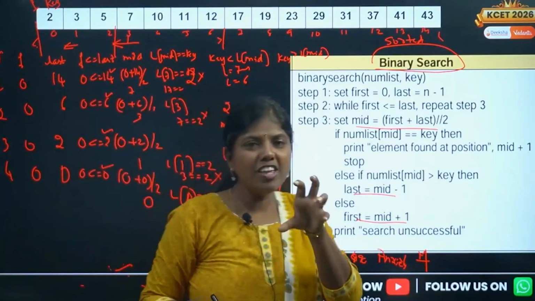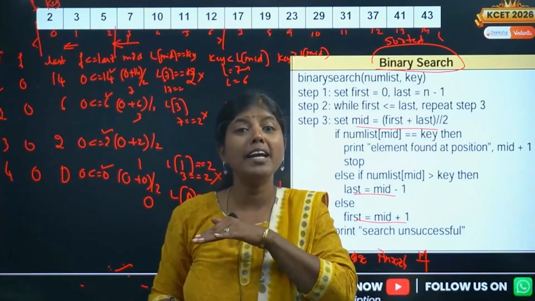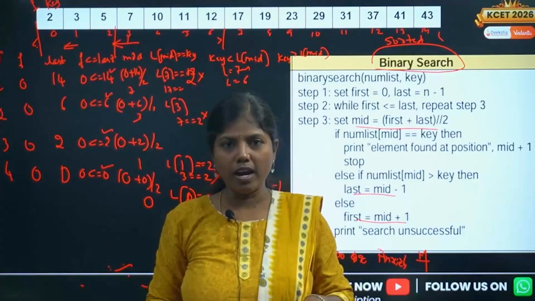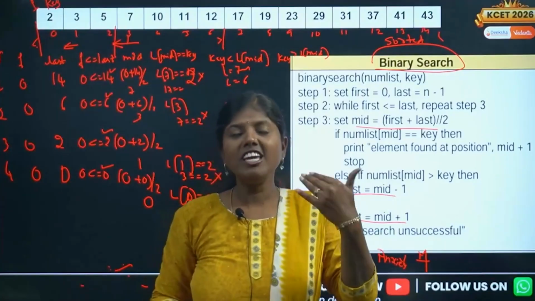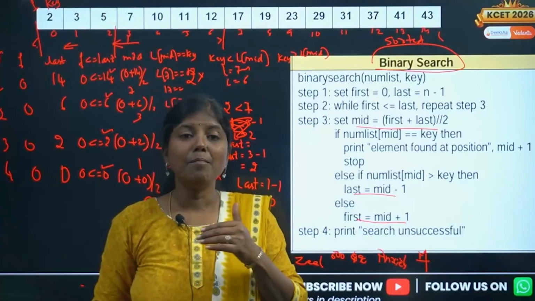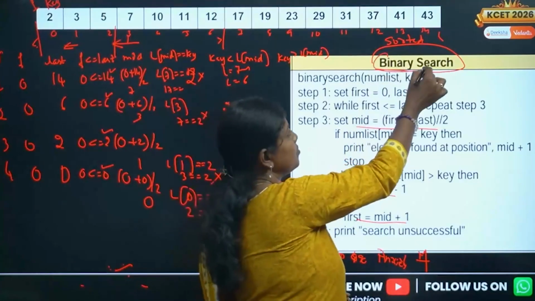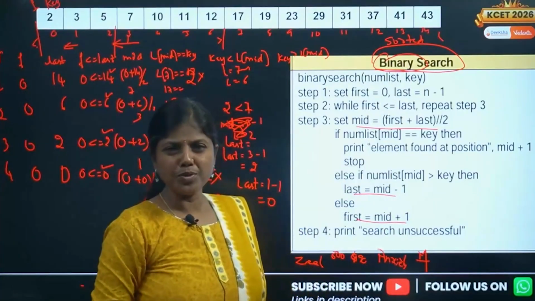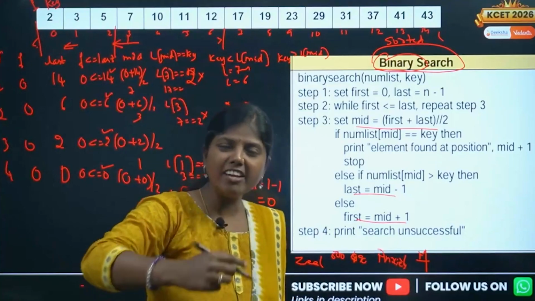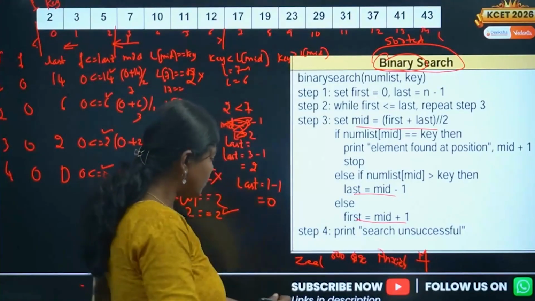That means every unsuccessful comparison reduces the number of elements to be compared by half. 14, 7, 3, 1. Reduces only, no? Every unsuccessful comparison reduces the number of elements to be compared by half. That's why it is considered as binary search. Binary means 2 only, no? That's why it is called binary search. Yeah? So we'll just go for the next.